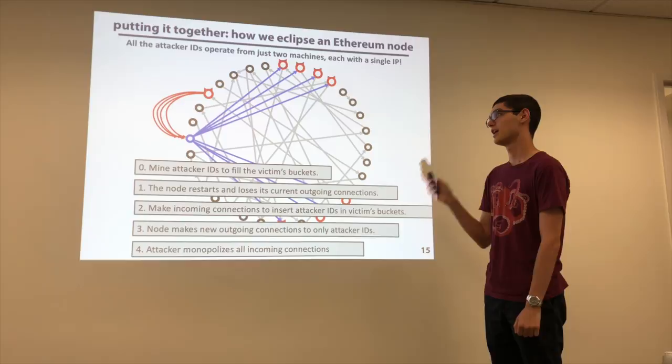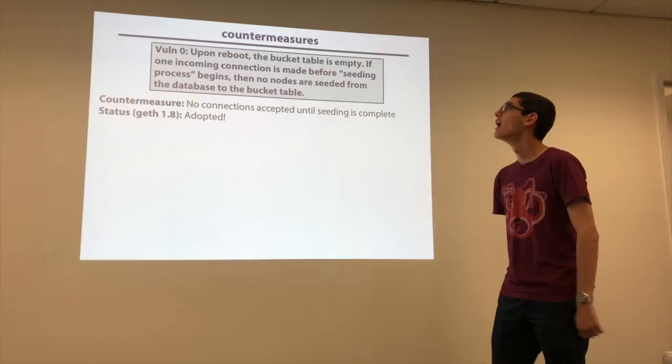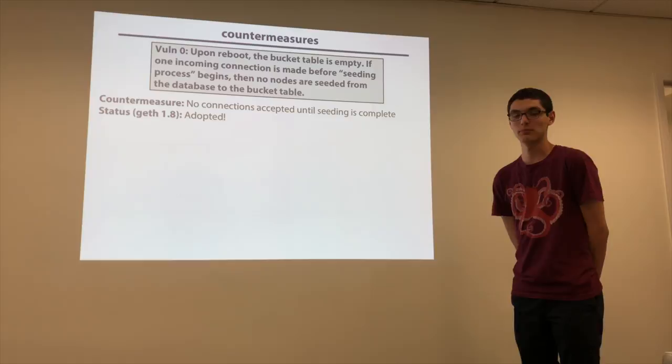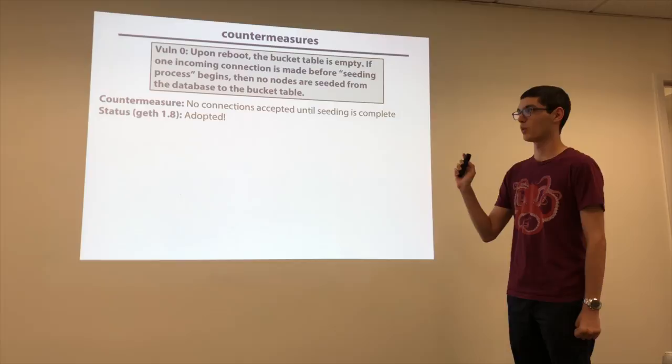All right. Some countermeasures. This first vulnerability, really weird that they had this, but very simple to fix. Just don't accept any connections until seeding is complete. This was adopted in 1.8, which came out in February, for Geth 1.8, which is the main Go Ethereum client.